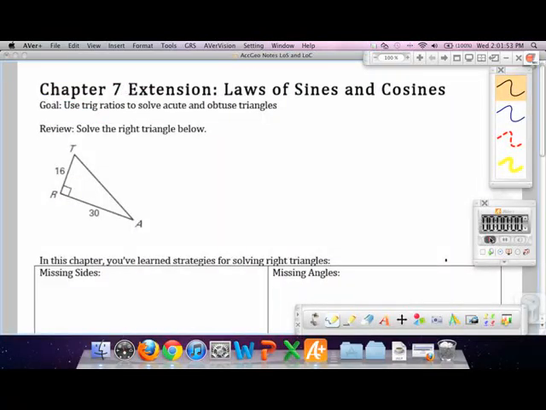Hopefully you use the Pythagorean theorem and get 34, we said? Okay, so AT or TA is 34. Finding the missing angles, you're going to have to use at least one inverse trig function.